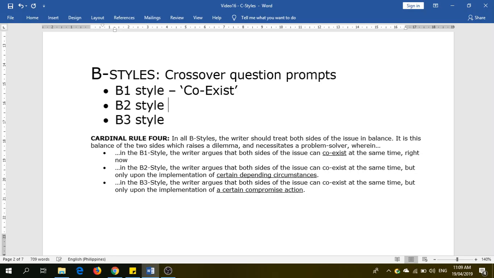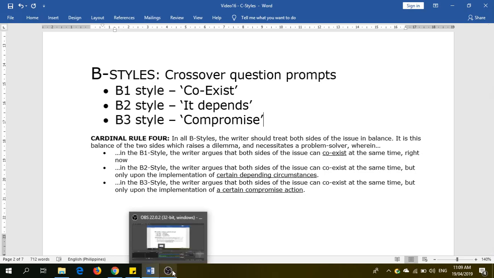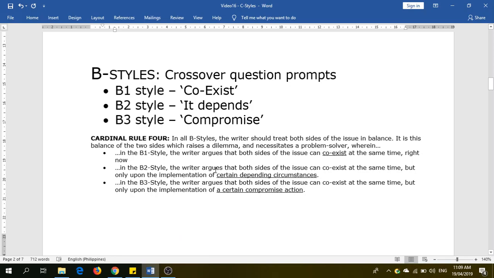wherein the writer argues for both sides of the issue. Other than that, we can also implement the B2 style, the "it depends," wherein the writer argues that both sides of the issue are acceptable depending on certain circumstances. And then we can also argue using the compromise, wherein the writer argues that since both sides of the issue are equally compelling, the only way to resolve this controversy is to find a compromise between them. That is the B3 style, which is really quite popular. A lot of my students actually use this, and a lot of students have passed using the B3 style.